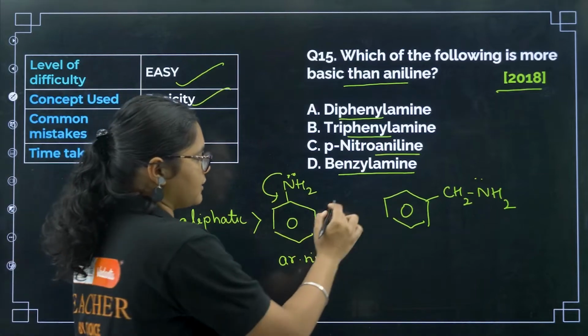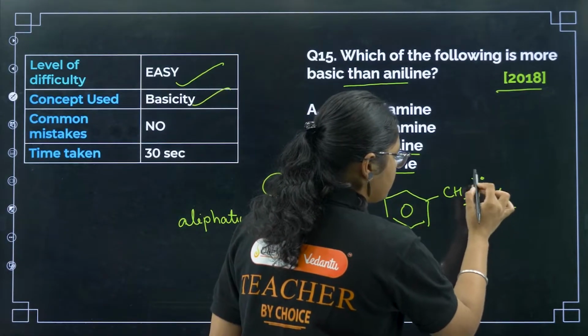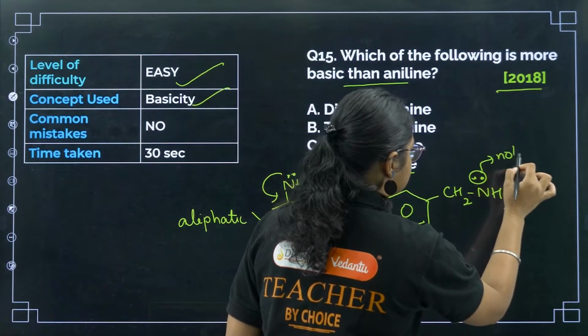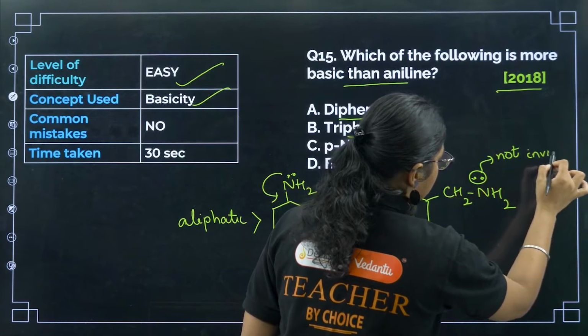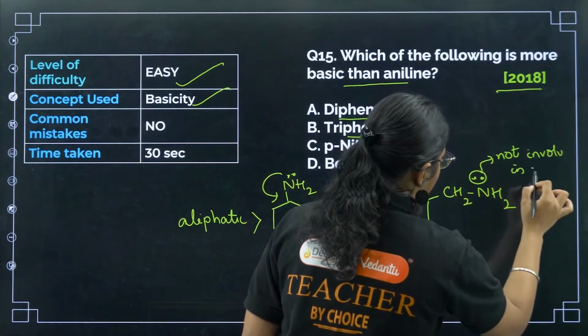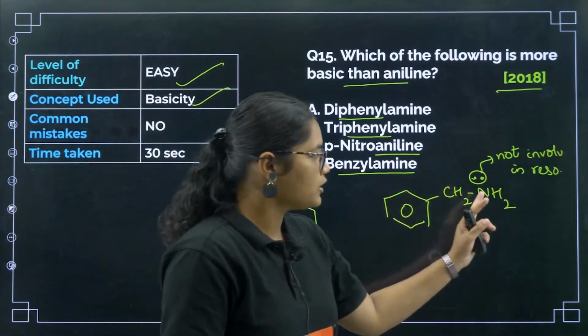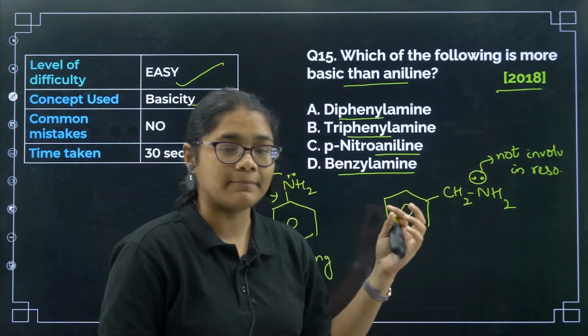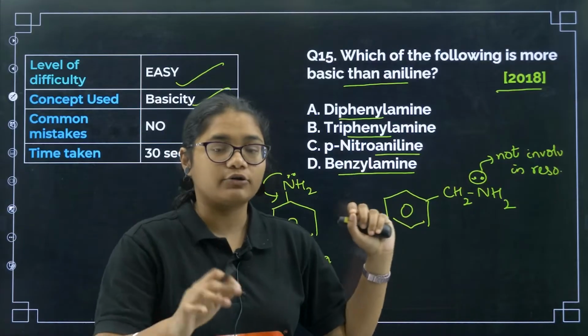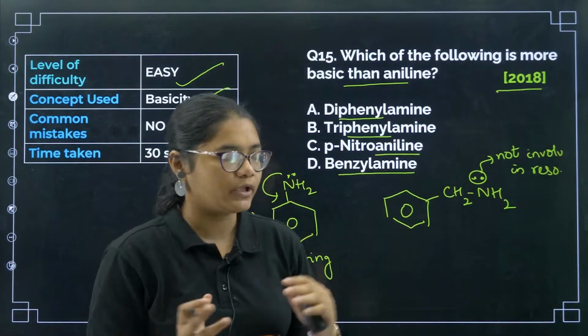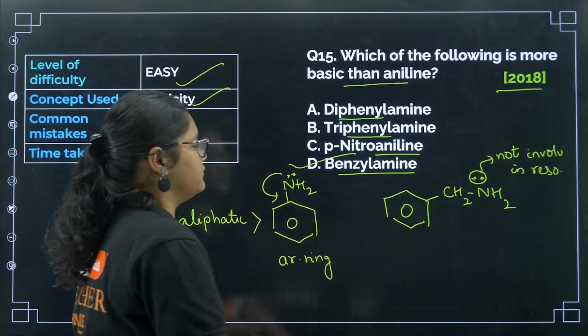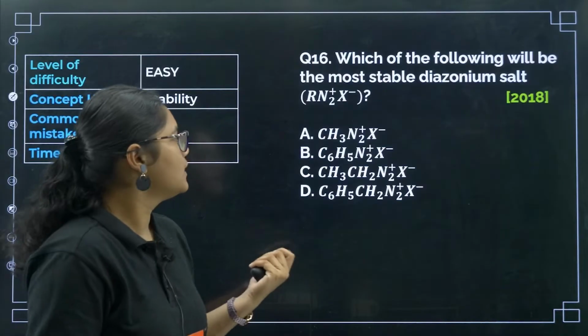But if we see this one, benzyl amine, here this lone pair is not involved in resonance, right? So if this is not involved in resonance, then what will happen? This lone pair of electrons is available for donation. Okay, so the correct answer for this question will be option number D.